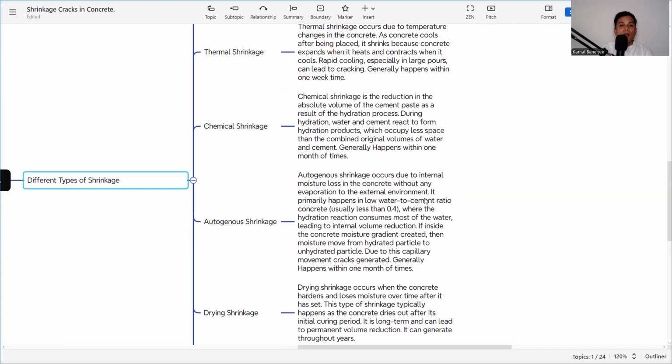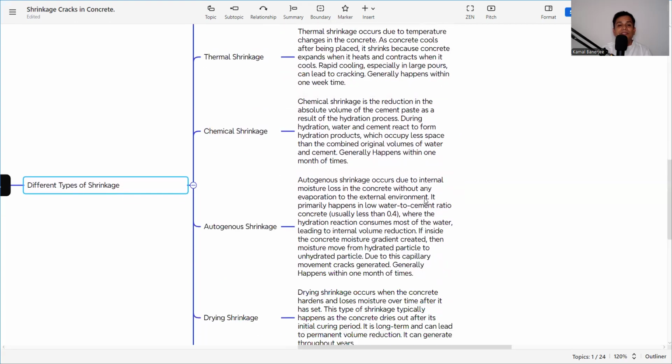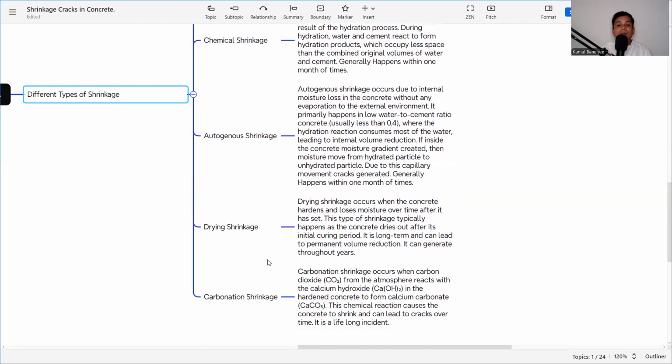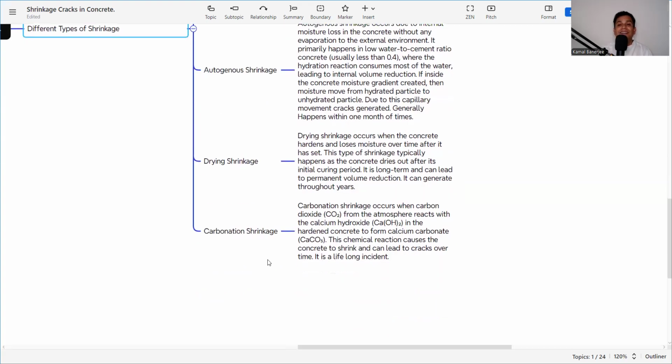So first comes the plastic shrinkage, then thermal shrinkage, then chemical shrinkage, then autogenous, and after that comes drying shrinkage. Drying shrinkage occurs when the concrete hardens and loses moisture over time after it has set. Again, it loses the moisture.